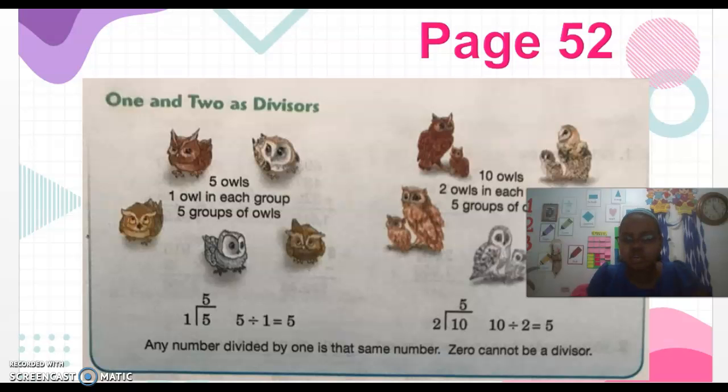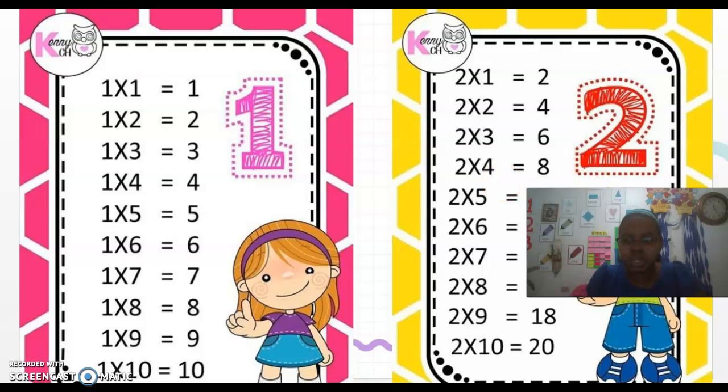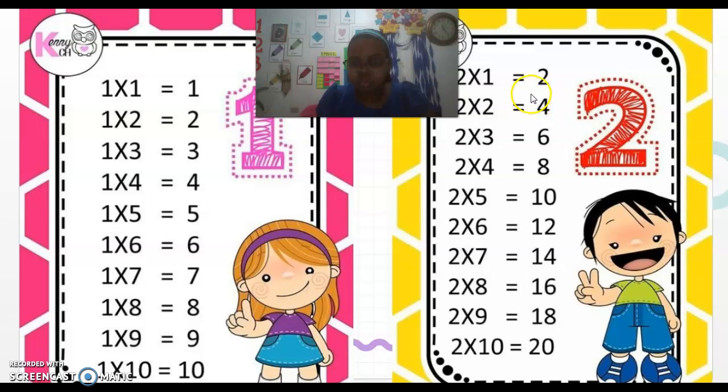Okay, so if we are going to have 1 and 2 as divisors, we are going to use the table of 1 and the table of 2, right? Remember, you should know the tables in order to divide. If you don't know the tables by heart, please have them with you in order to divide.